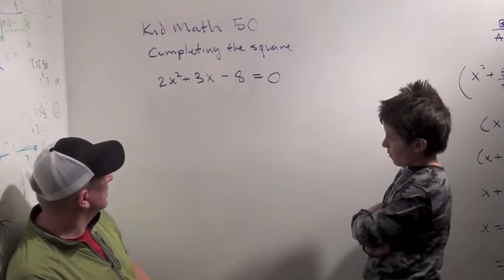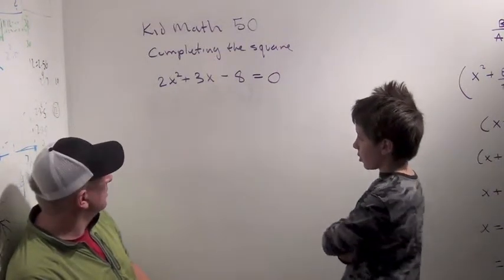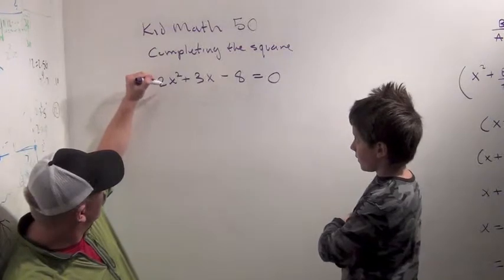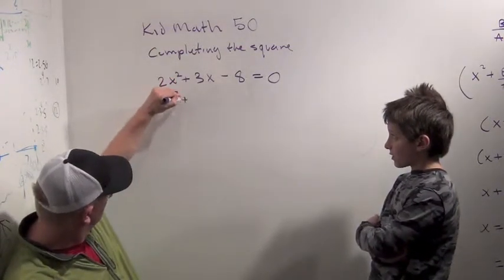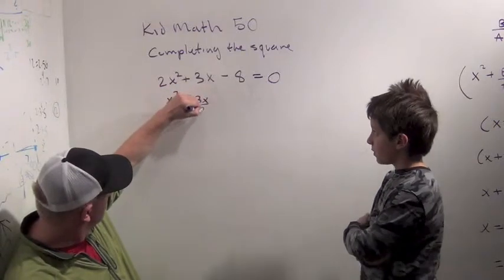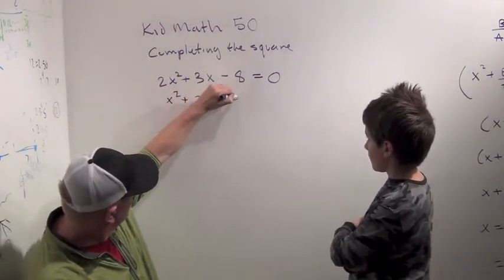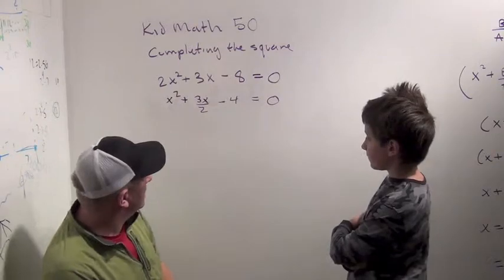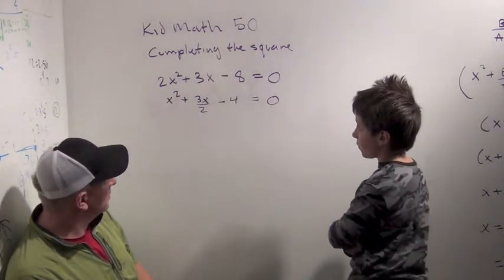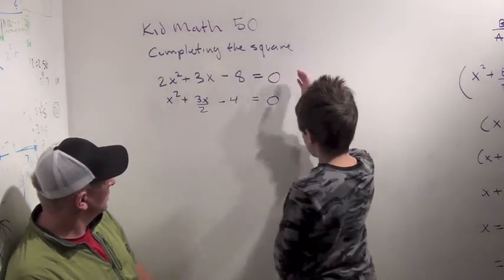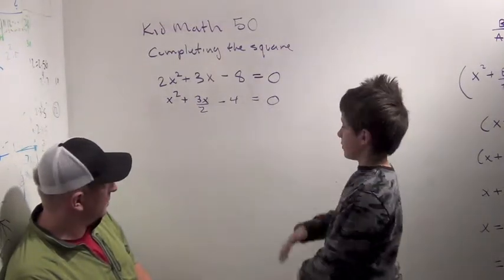Well, we can make it have a 1. How? By dividing everything by 2. Okay, so in that case, what would my new equation be? X squared plus 3x over 2 minus 4 is 0. Still 0. Okay, now why is that a legal thing to do? Because if you do something to one side, you do it to the other. And 0 divided by 2 is still 0.